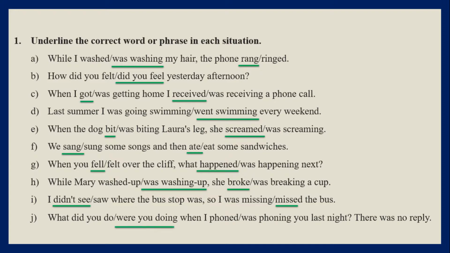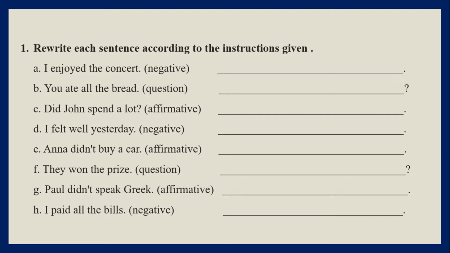J. What were you doing? Something which was in progress at a specific time in the past. When I phoned you last night. This is the main event, compared to what were you doing, which is describing the background situation. There was no reply.